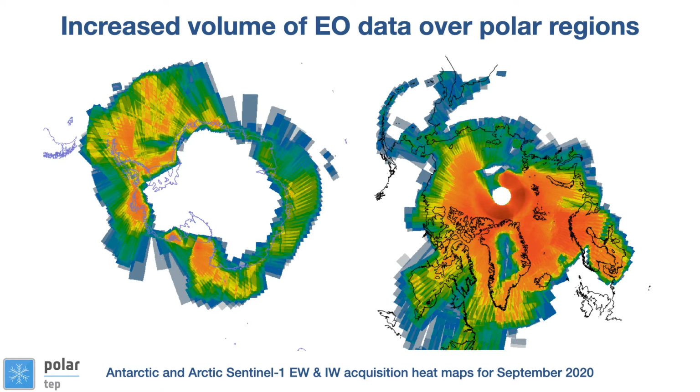It's becoming clear that the volume of Earth observation data over the planet, but especially over the polar regions, is increasing dramatically. This graphic gives a quick overview of the heat map of Sentinel-1 coverage over the Arctic on the right and the Antarctic on the left. This gives you an indication of the density of coverage, which has grown considerably.